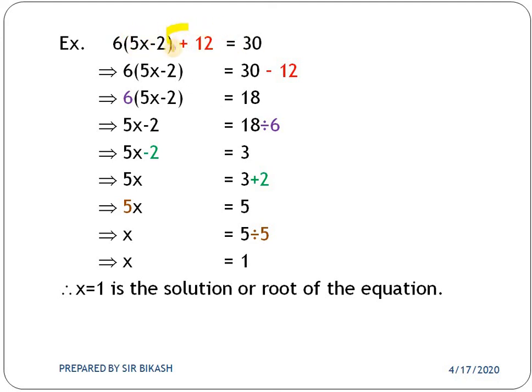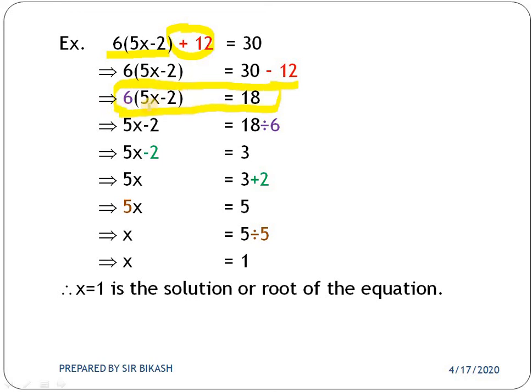First of all, we will have to change the side of 12 from left hand side to right hand side. So plus 12 will change to minus 12, and the rest are the same. You see, 6 times 5x minus 2, and on the right, 30 minus 12. Now on the next step, we have got 6 times 5x minus 2 equal to 18.